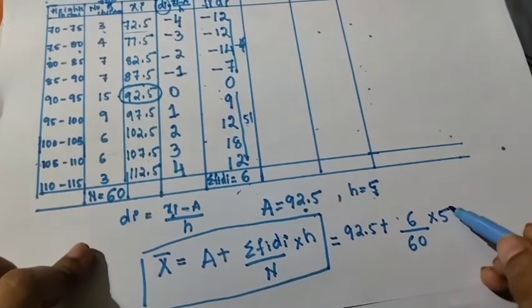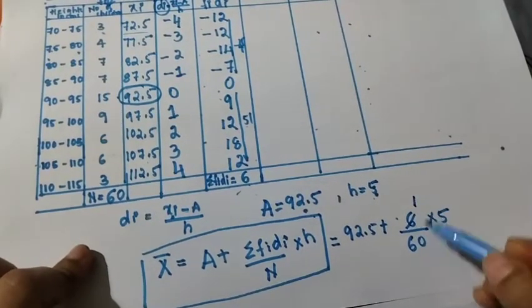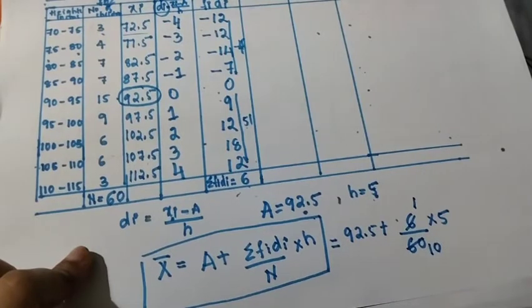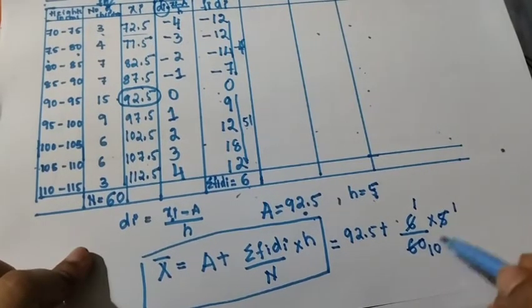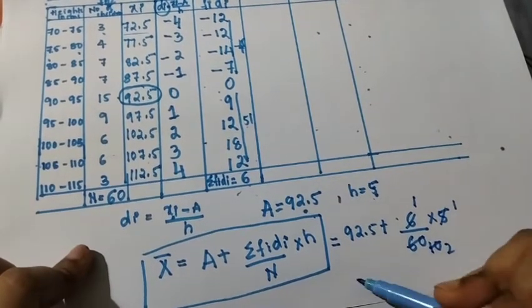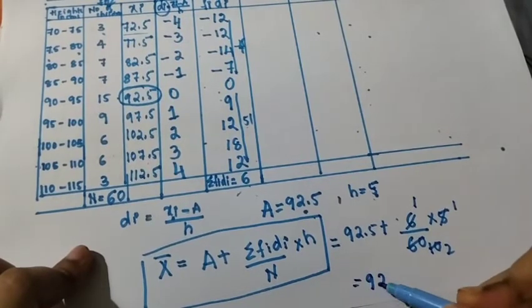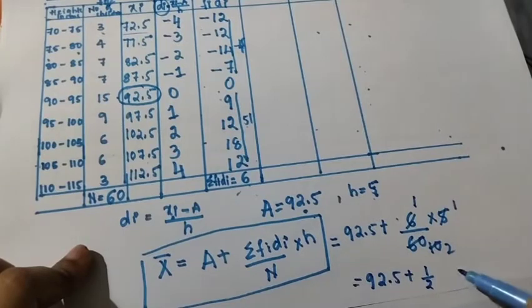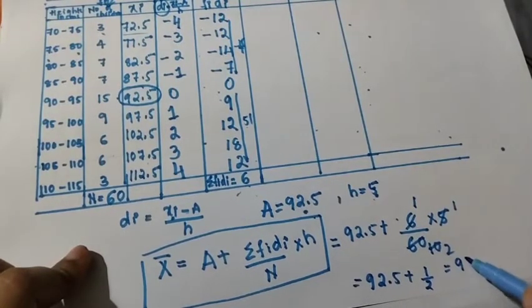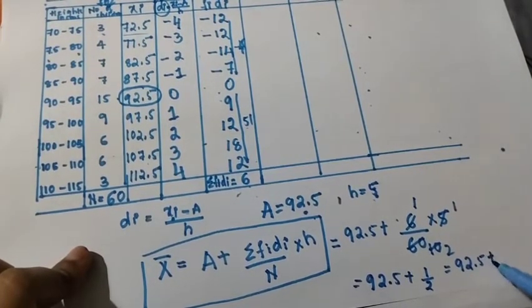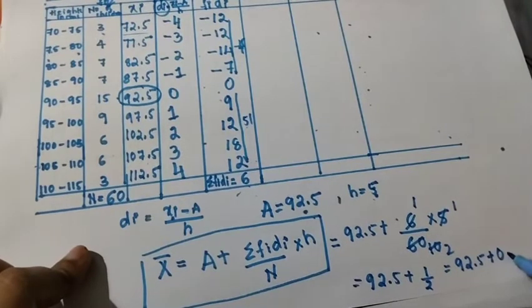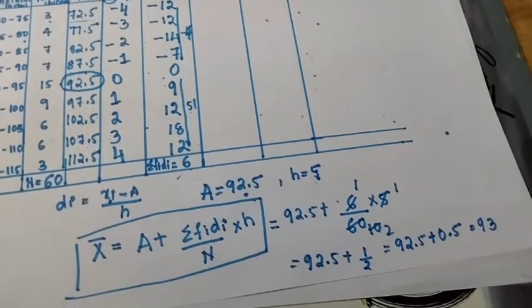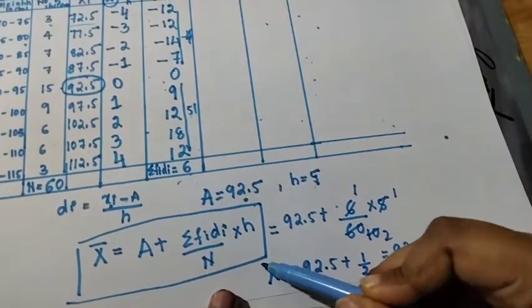Okay, so this will be equal to 6 ones are 6, tens are I can calculate. Okay, 5 ones are 5, twos are. So this is 92.5 plus 1 by 2, which is equal to 92.5 plus 1 by 2 is how much? 0.5, which is equal to 93. So you get the mean value, x bar value, as how much?